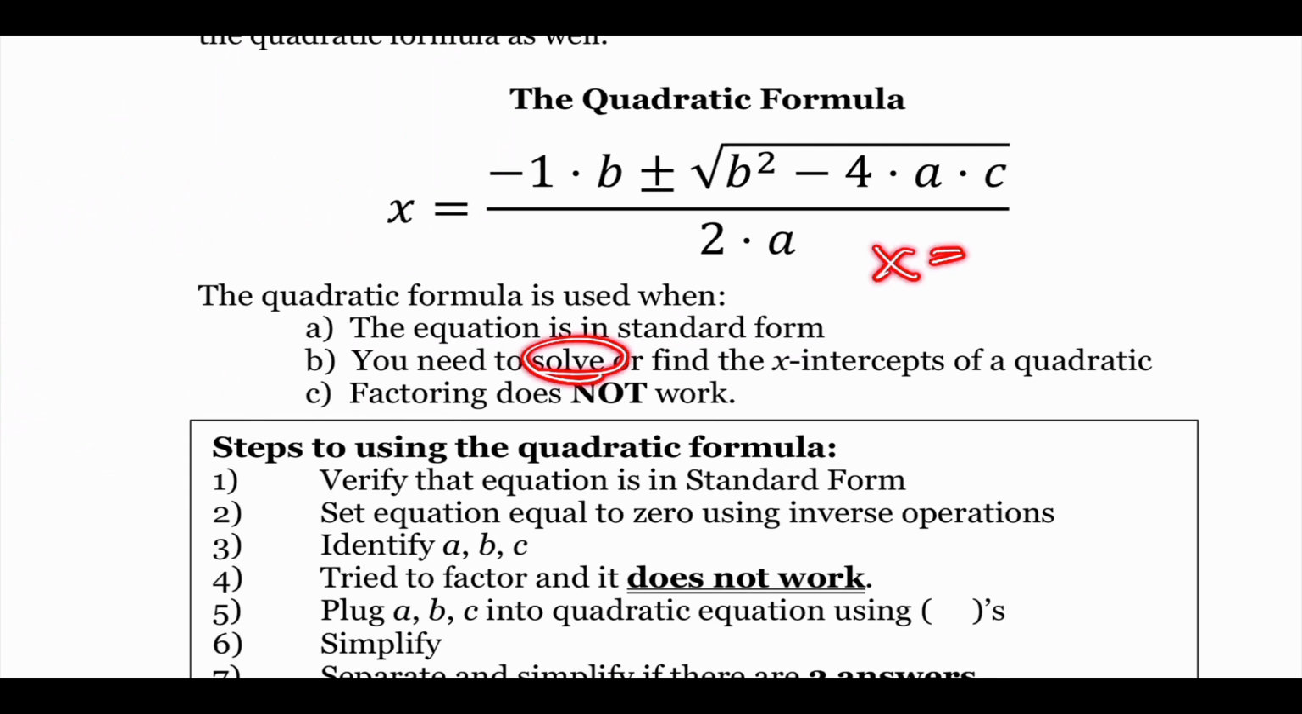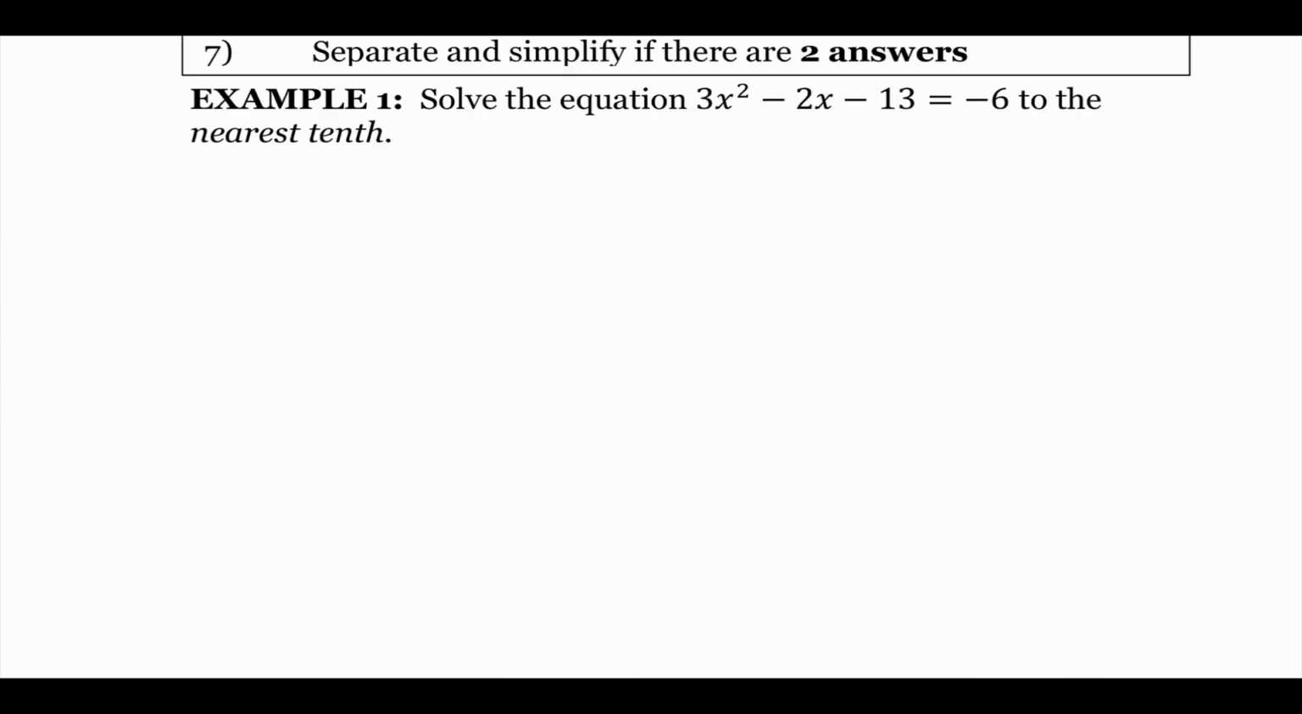When we want 2 answers, right? Remember 2 answers that we put in 2 separate boxes? That's when we use it. Or to find the x-intercepts, which is the same thing. And factoring does not work. This guy does not work, this guy does not work, then we have to use a different method. Okay? That's pretty much what it says.